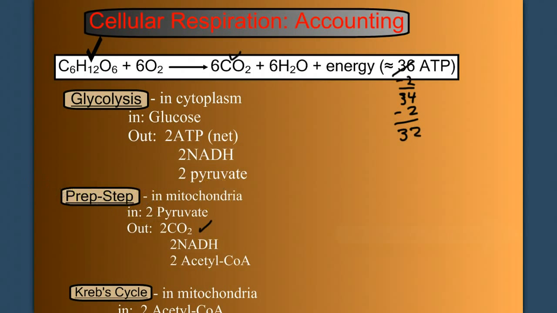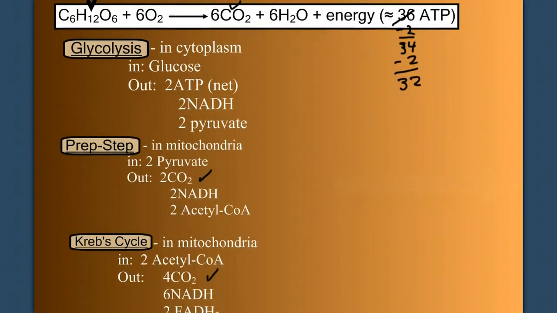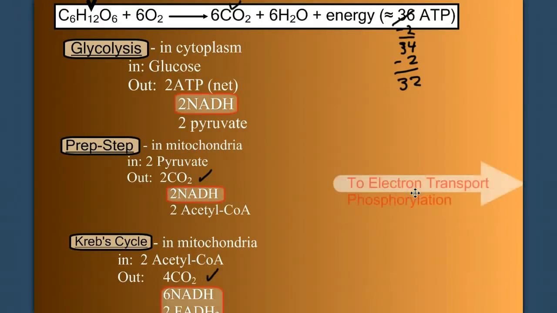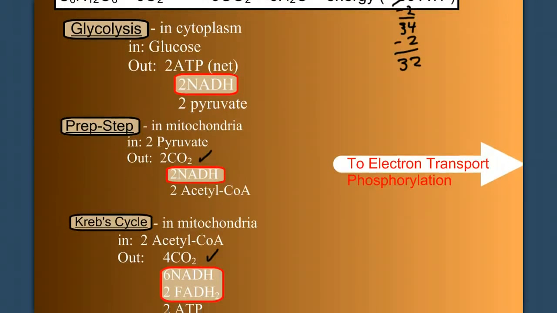But we have nothing left to break down. We've taken a 6 carbon molecule, glucose, and made 6 carbon dioxides. But what do we have left to do? What can we still tap into? Well, if you can see along the way, we've been picking up NADHs, 10 of them, 2 from glycolysis, 2 from the prep step.